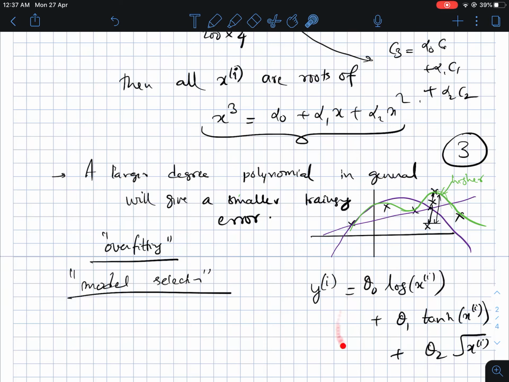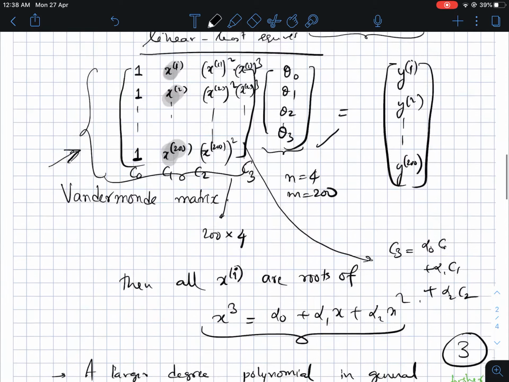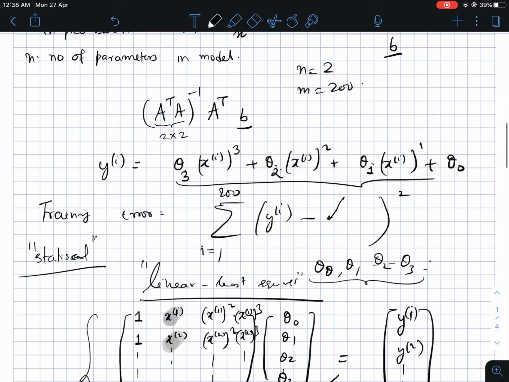Okay, so which model to pick? More complicated models, that is models with a lot of parameters, are going to give you better, smaller training error, but they may perform poorly on unseen data. Okay, fine. All these things will come later, but the main thing I want to highlight here is that what's important is linearity in the parameters.